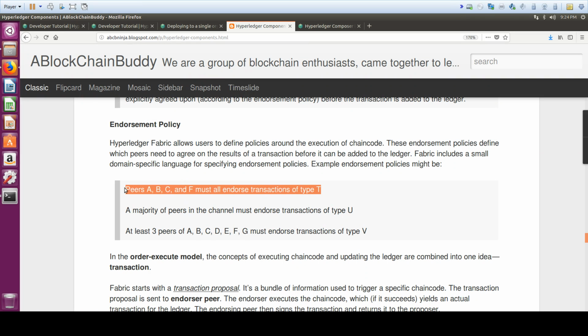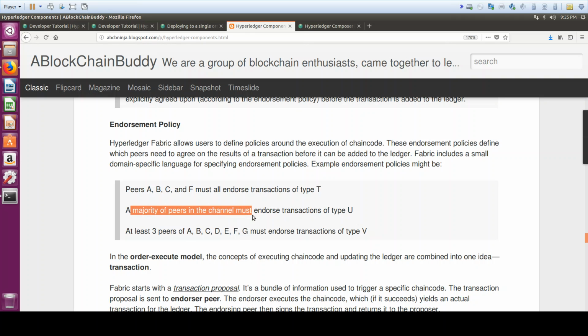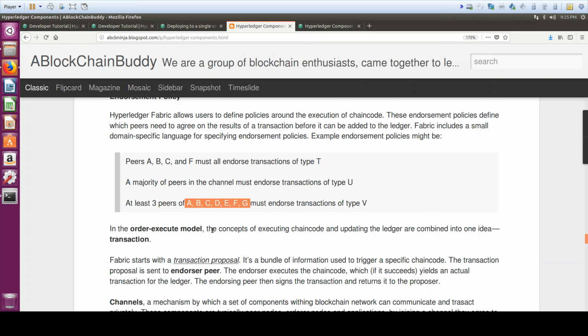So that may be the policy. For a transaction to be successful, A, B, C, and F, all the peers in that network should agree, should endorse. There may be another policy, like a majority of peers in the channel must endorse a transaction. That is enough, at least three. This many are there in the network, but only at least three need to endorse. So there are various ways we can configure. We can use a special domain specific language for specifying endorsement policies.